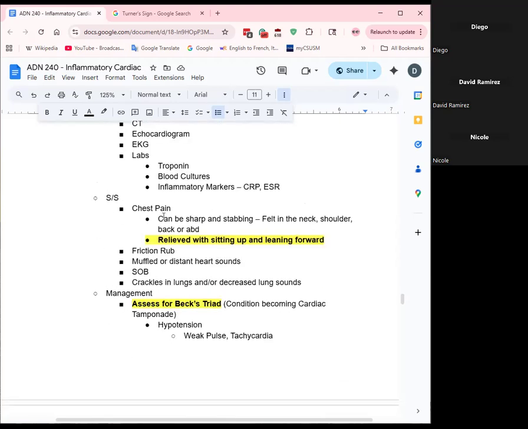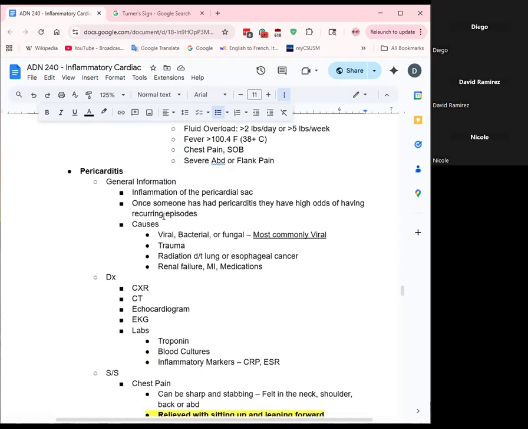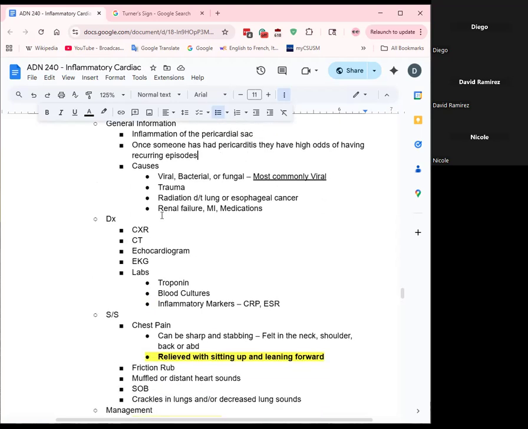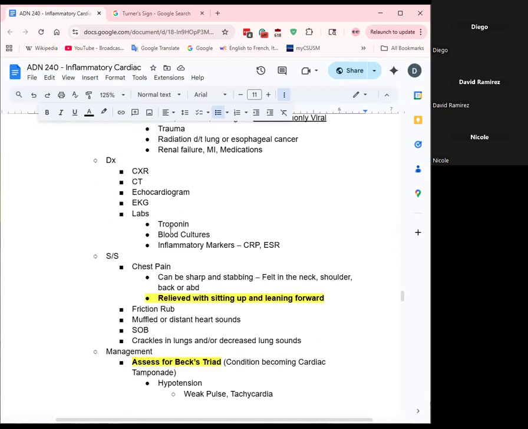Some of your signs and symptoms here. Chest pain, because essentially you can think of it like inflammation surrounding the heart. As that heart is pumping, it's going to be making contact with that inflamed part of the heart. So it can cause this chest pain. And one of the key things about this chest pain is that it is relieved with sitting up and leaning forward due to your anatomy. Having that positioning will decrease some of the pressure, some of the intrathoracic pressure, and make that chest pain less.